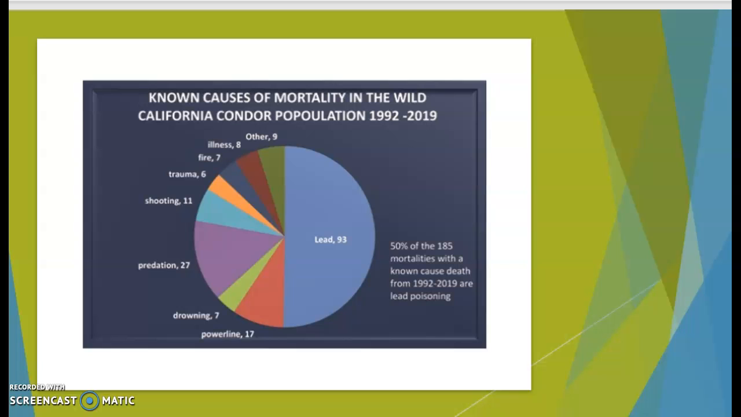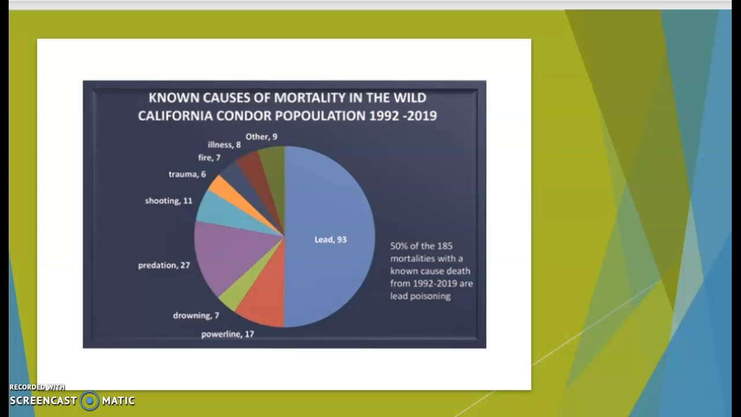Now here's a figure that shows the known causes of mortality in the wild for condors in about a 27-year span. As you can see, the biggest reason, with half of the pie chart, is lead poisoning. As I said before, condors are predominantly scavengers, and anything that they scavenge from, they're going to take on whatever is in that host. So that could be disease, and it could be things like lead.